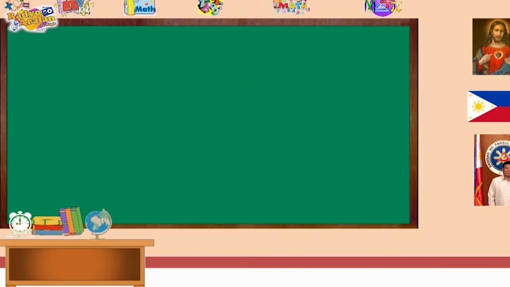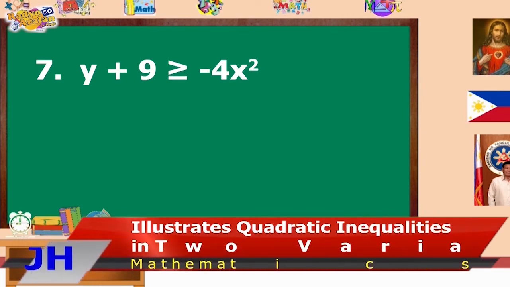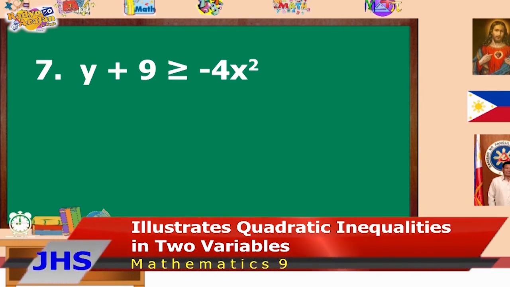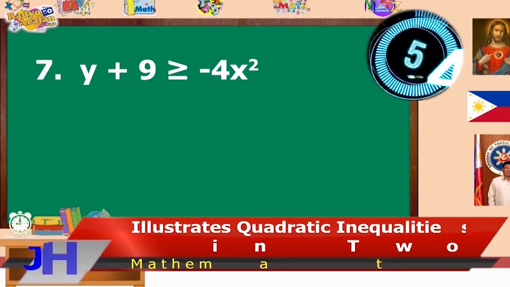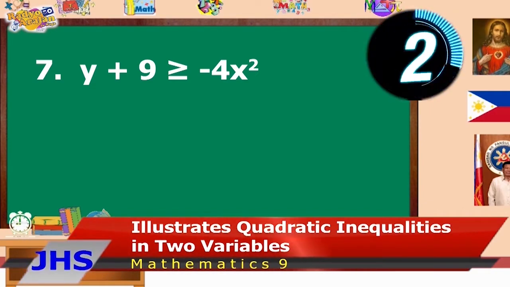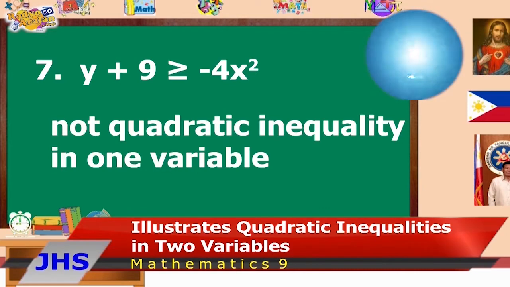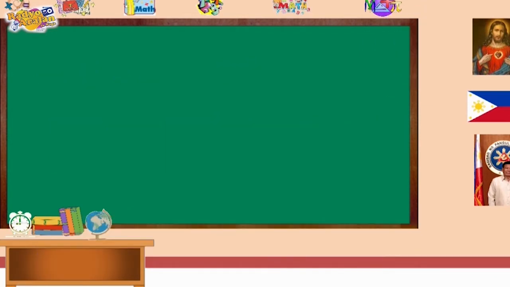Number 7. y plus 9 is greater than or equal to negative 4x squared. That is not quadratic inequality in one variable.